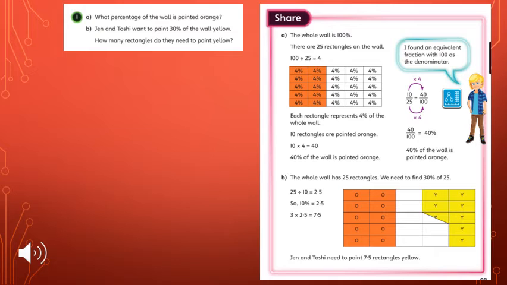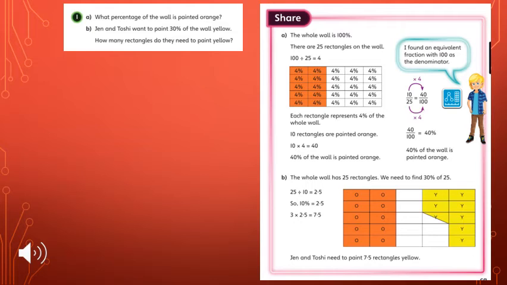Let's have a look at the answers together. I know that the whole wall is 100%. I need to start by figuring out how many rectangles there are on the wall. So I know that there are 25 rectangles on the wall. I then need to work out how much each rectangle is worth. So I'm going to work out 100 divided by 25, because I'm dividing the whole by the amount of rectangles, and I know that equals 4. So each rectangle is worth 4%.